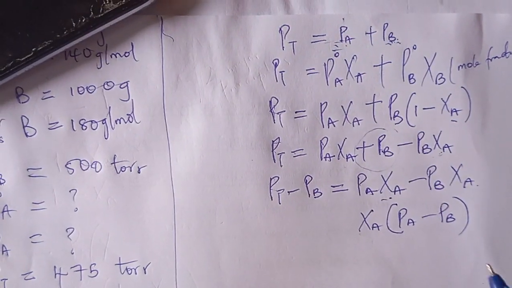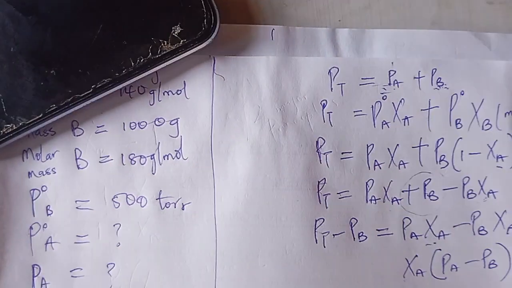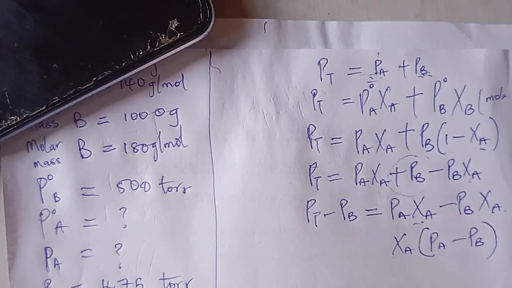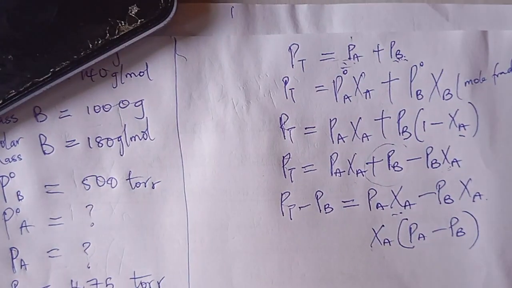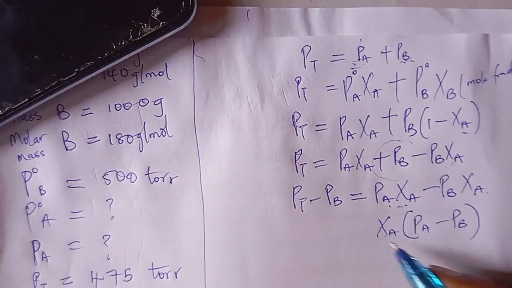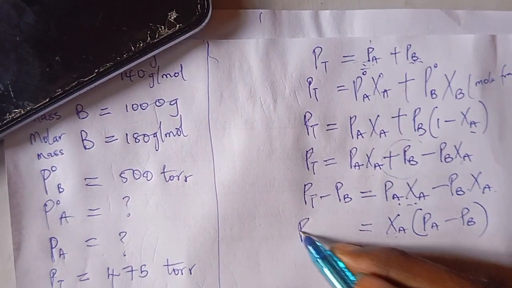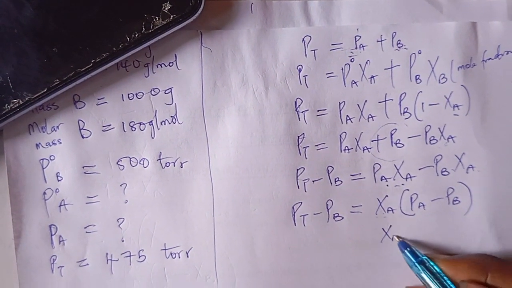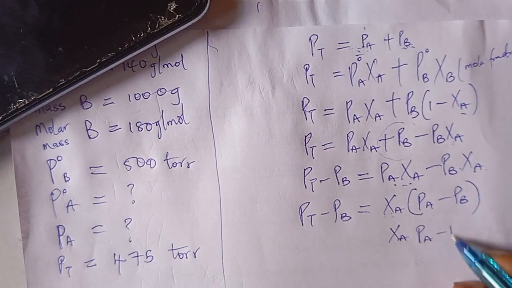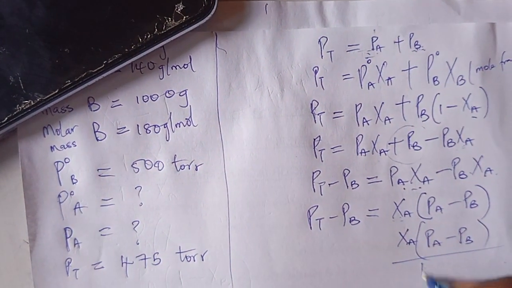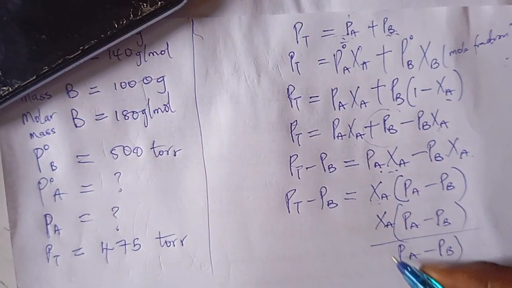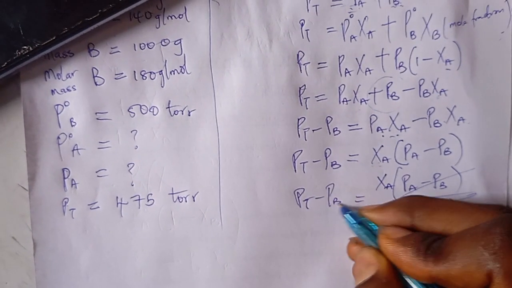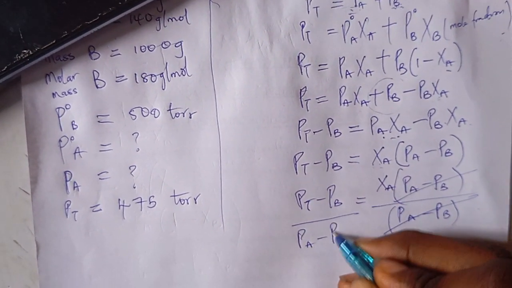Look at it very well. If I have PA minus PB, if it times this, it becomes this, so equals PT minus PB. I'm trying to make XA the subject of the formula, so I will divide both sides by PA minus PB, so that this will easily cancel this, equals PT minus PB all over PA minus PB.